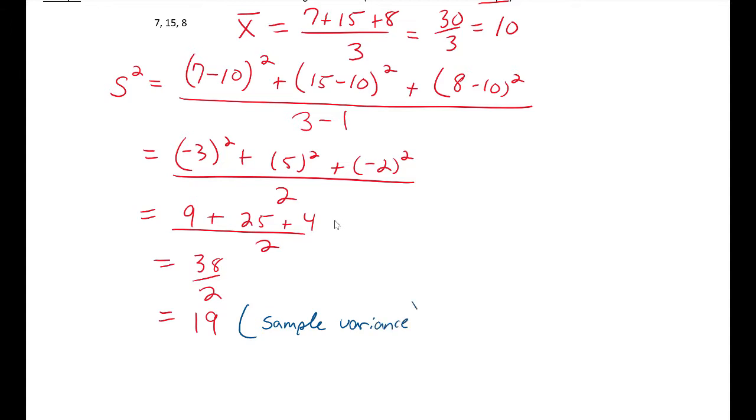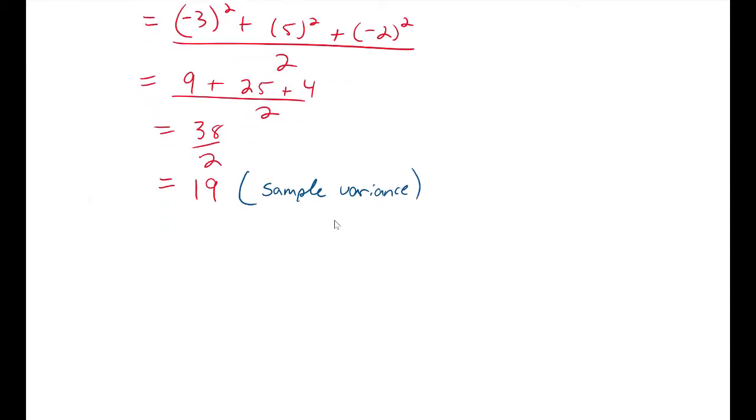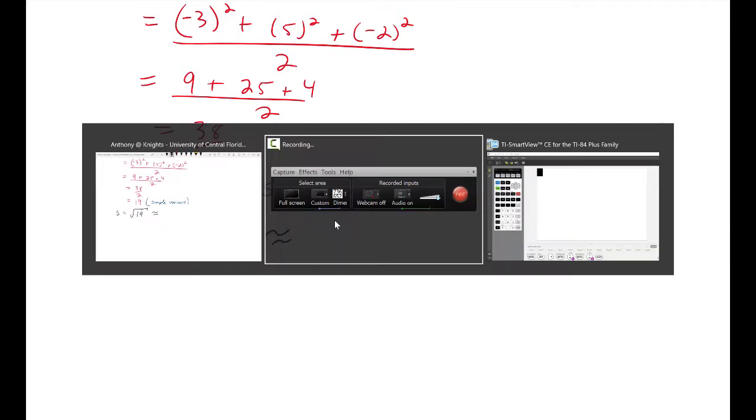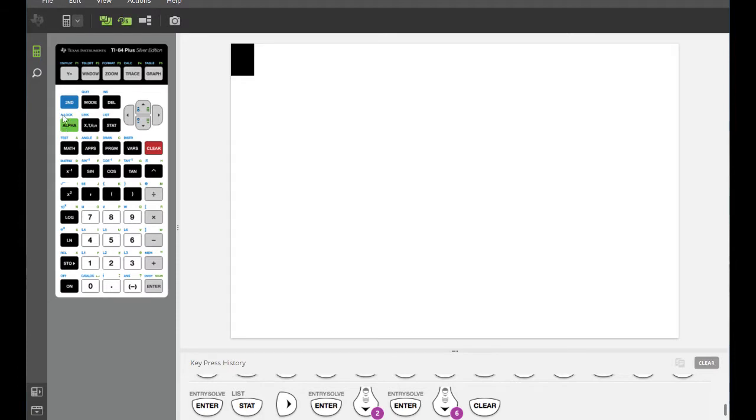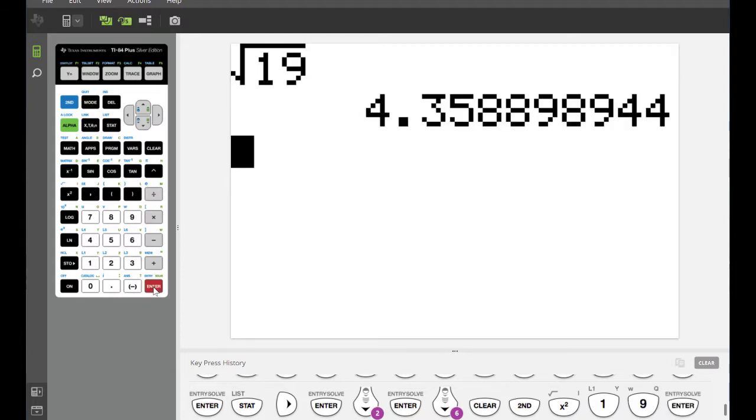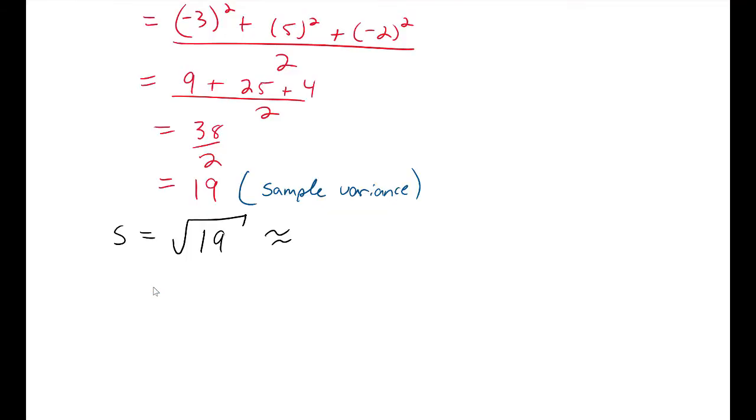Okay, but the question said find the sample standard deviation. So the sample standard deviation will be the square root of that 19, which gives us approximately, pull up my calculator here, the square root of 19 gives us, to 2 decimal places, 4.36.